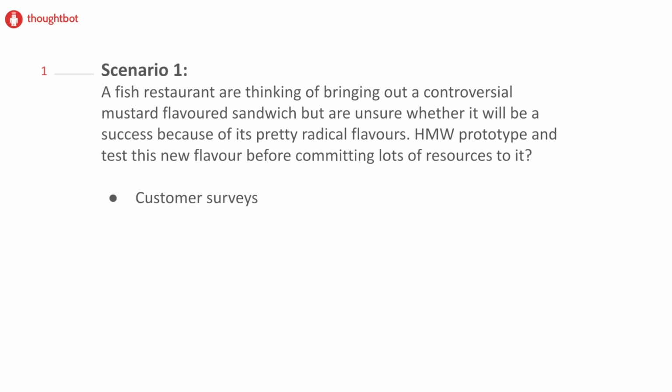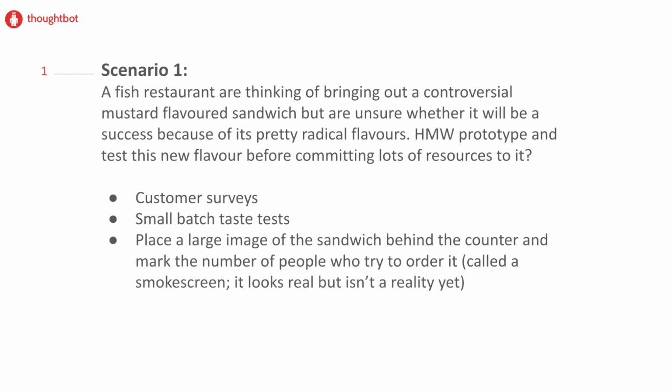You could use customer surveys to see if that's something that would interest people. You could use small batch taste tests, so give the sandwich to a couple of people and see what they think. One that I think McDonald's sometimes used was to place a large image of the sandwich behind the counter and mark the number of people who try to order it. So that's called a smoke screen. So it looks like the sandwich is real, but it isn't a reality yet. But that's a way of gauging demand or gauging interest.